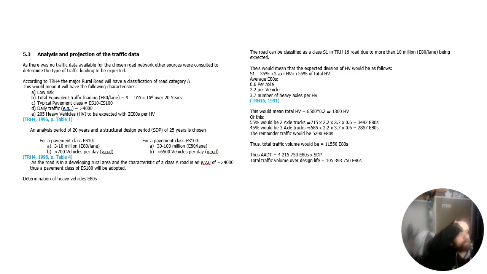Then I also did a projection of traffic data over the expected area. I worked out my heavy vehicles and the total amount of E80s expected. I did choose, and I'll explain it later, an ES100, so 100 million, and we are slightly over here. Even though the SDP is for 25 years, I suspect we're probably going to have a better life of more like 20 years, and probably some rehabilitation before then.